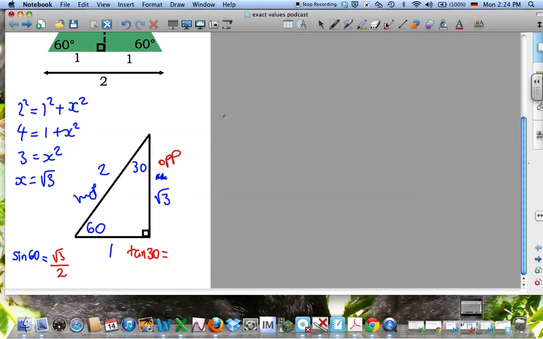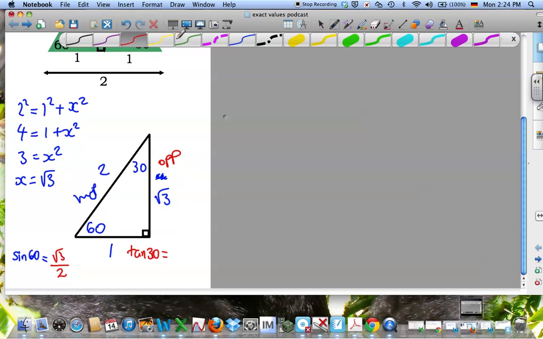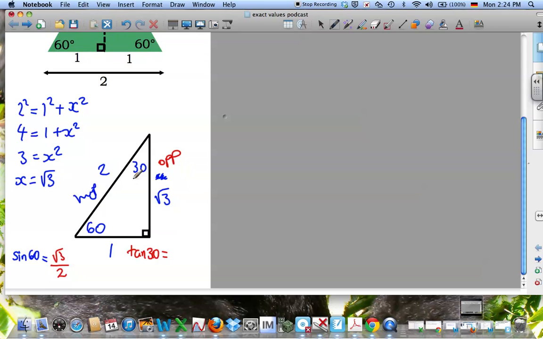And so tan is TOA, so that's opposite over adjacent, from the angle of 30. Yeah, and this time it changes because it's the 30, so this one becomes the opposite. And so now I have 1. And this is the adjacent, so it's 1 over the adjacent side, which is root 3.